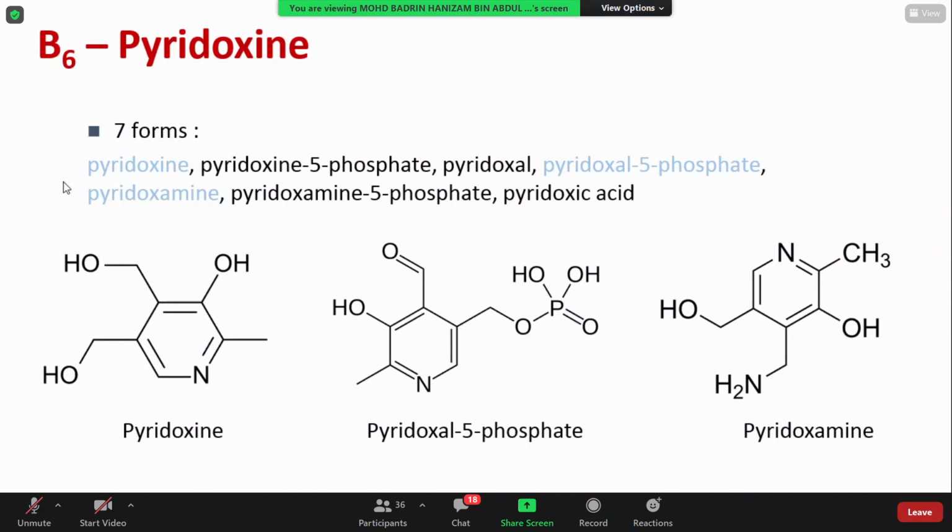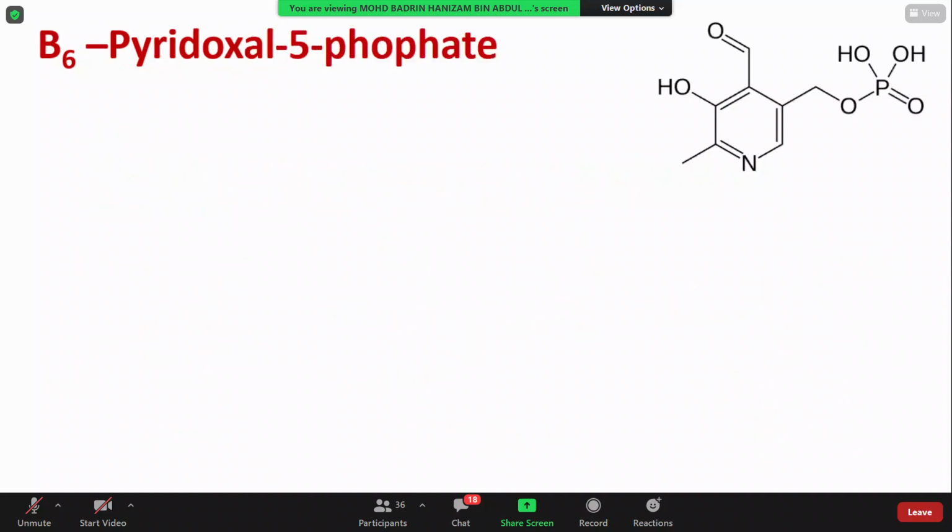But 3 are the most important active forms for this vitamin B6, which are highlighted in blue color here: pyridoxine, pyridoxal 5-phosphate, and pyridoxamine. You can see the general structure. They have the same general structure, but the group that is attached to it is different. For pyridoxine, the structure is like this. Pyridoxal 5-phosphate contains a phosphate group attached to carbon number 5, and pyridoxamine contains an amine group here, right?